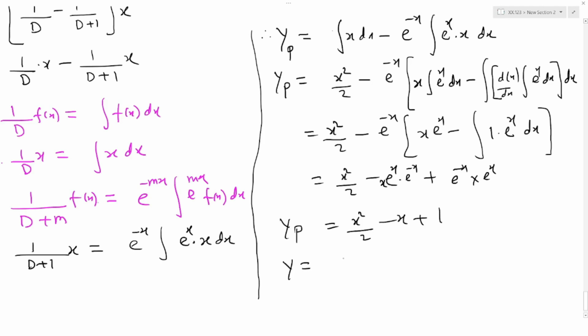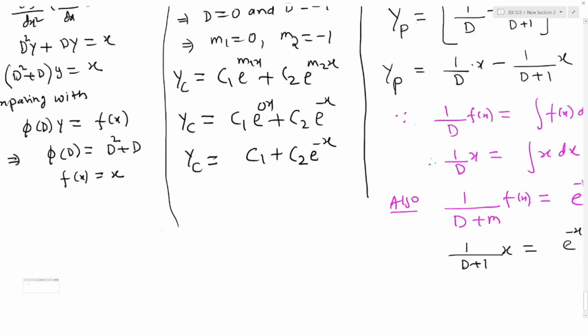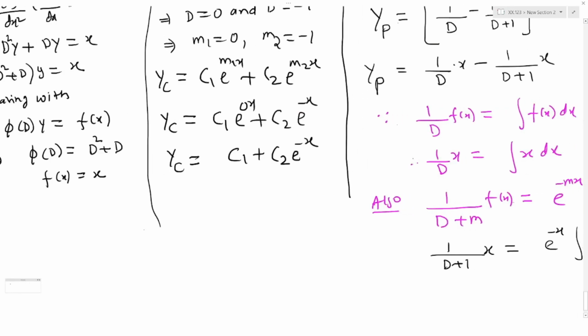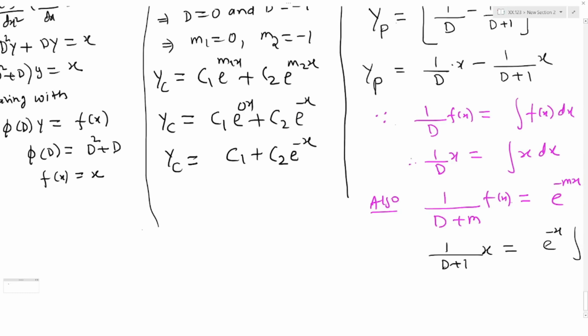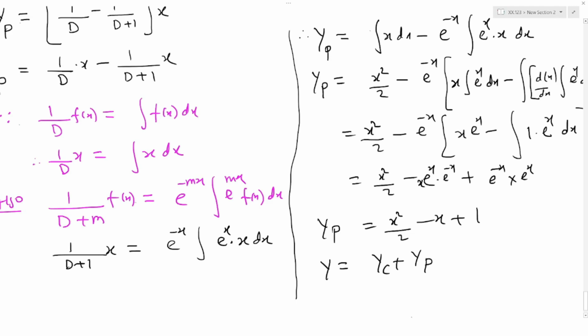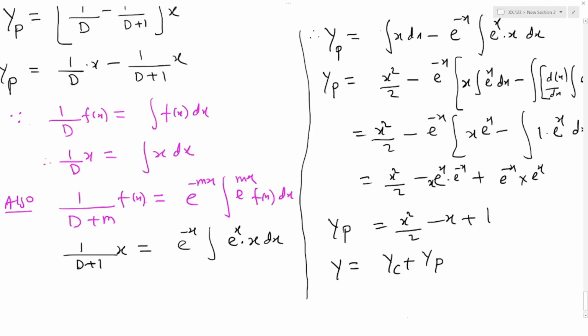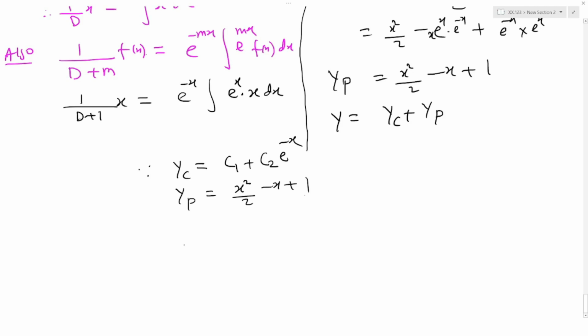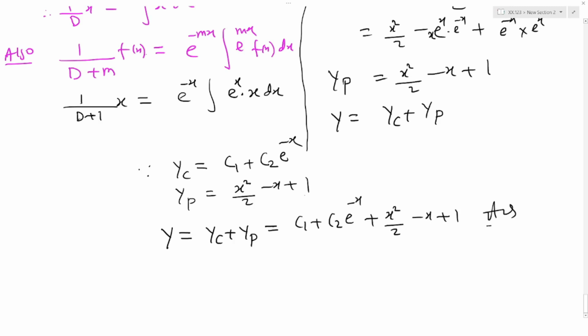Now y equals the addition of yc plus yp, where yc equals (c1 plus c2) into e raised to minus x, and yp is x square upon 2 minus x plus 1. Putting these two values here, the final complete solution is yc plus yp, that is y equals c1 plus c2 e raised to minus x plus x square by 2 minus x plus 1. This is the required complete solution.